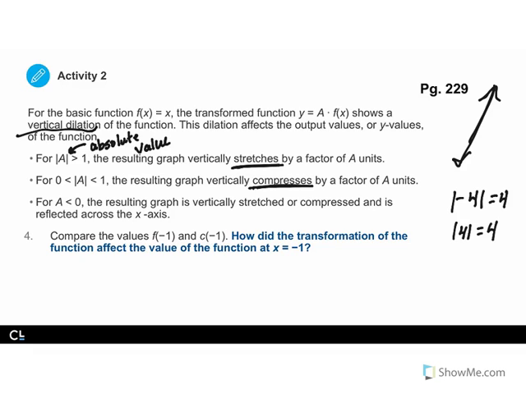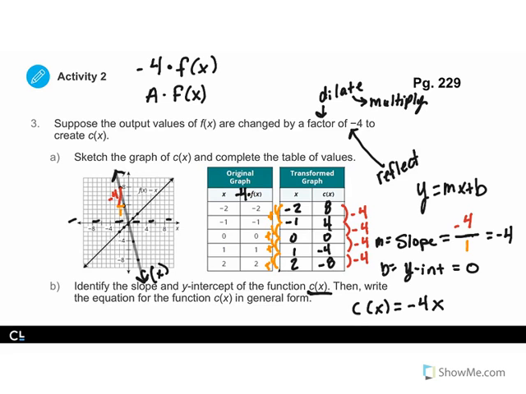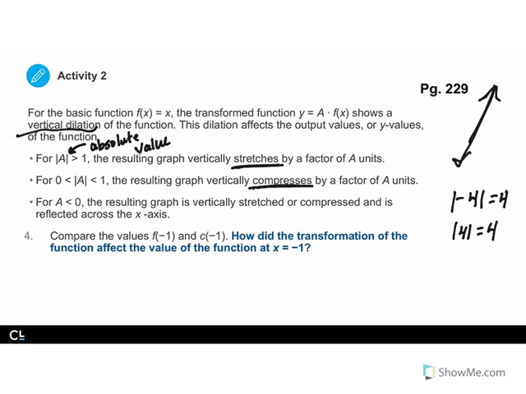It says, compare the values of f of -1 and c of -1. How did the transformation of the function affect the values of the function at x equals -1? So if I go back here, we're looking at -1 on both of these tables. You can see that that stretched that further away. It also changed the sign from negative to positive. So that's what your answer should be in your own words for question 4.